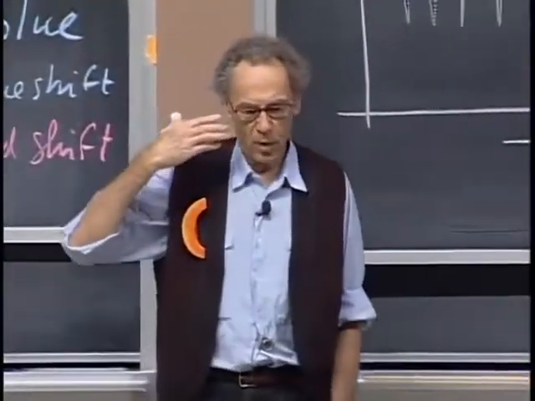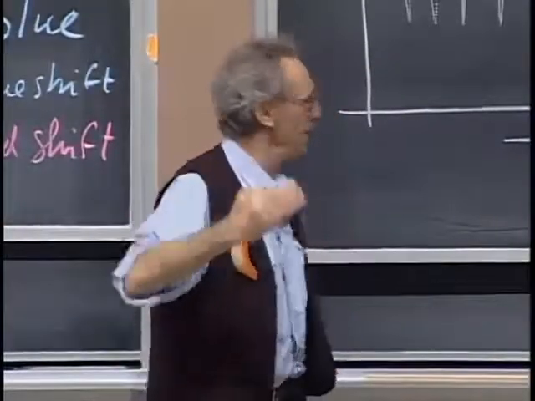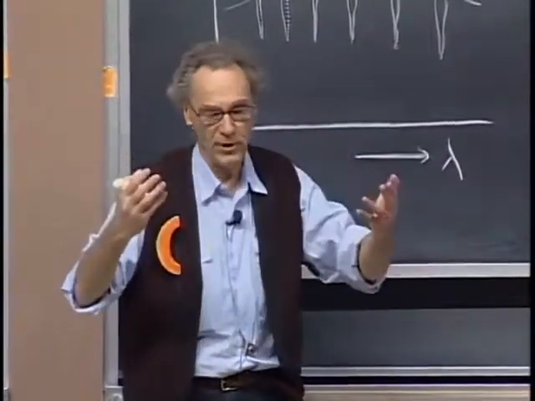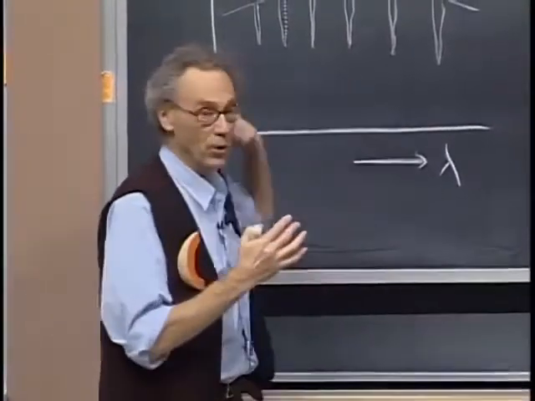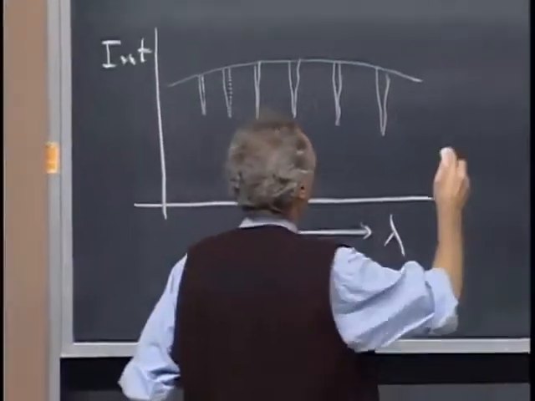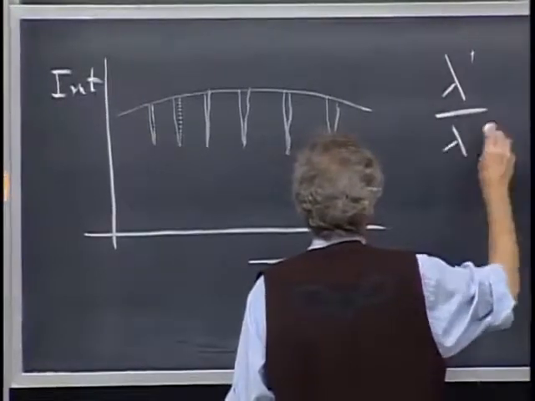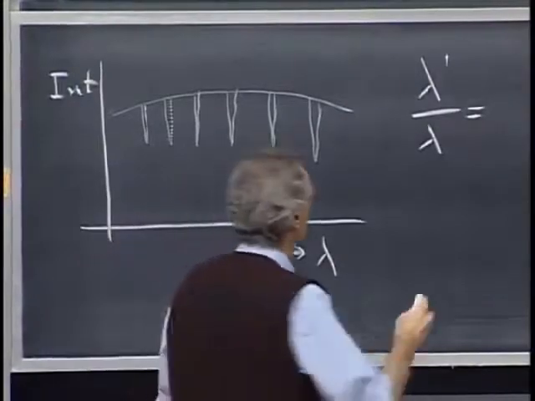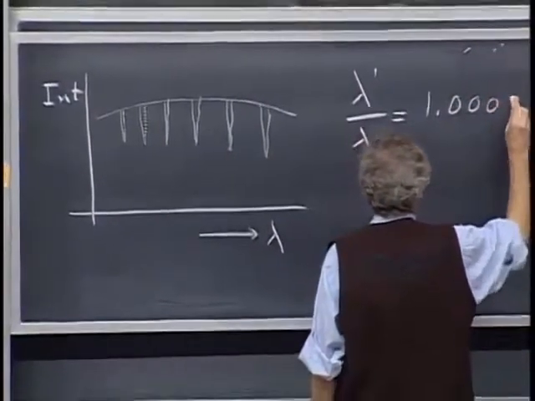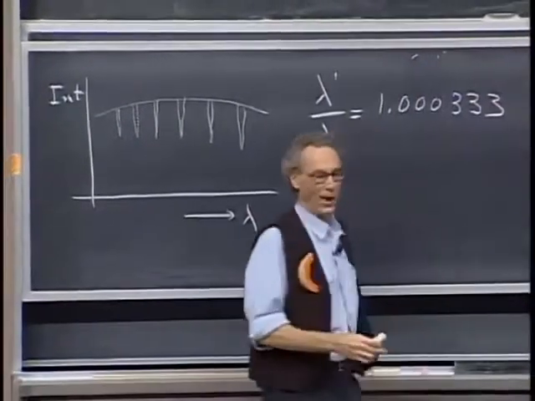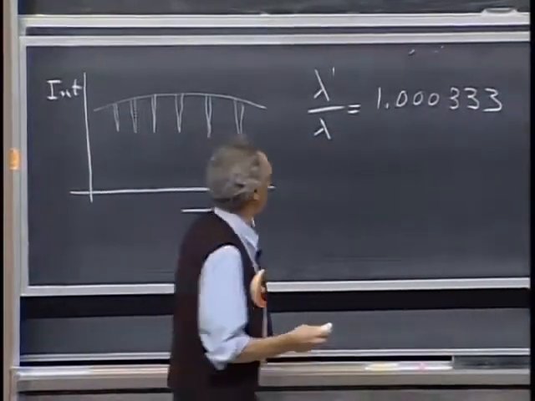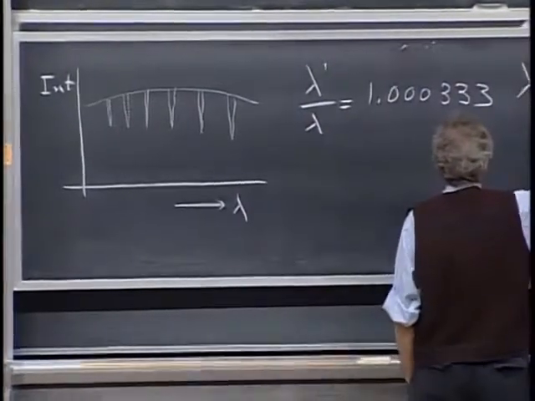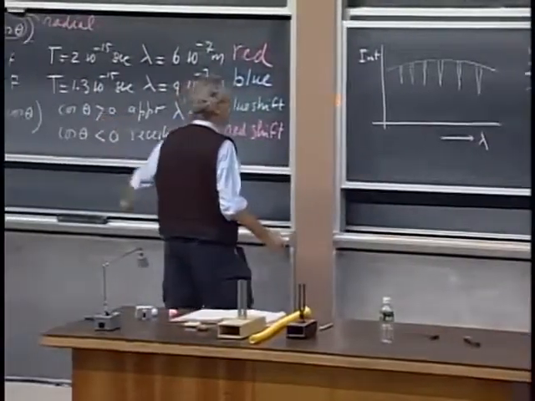If a star moves to you, then every single line will be blue shifted, and if the star moves away from you, all the lines will be red shifted. Take an example: if lambda prime divided by lambda, for any one of those lines, it doesn't matter which you pick, because they will all do exactly the same, is, for instance, 1.00333, I just pick a very nice number, that means lambda prime is larger than lambda. The wavelengths get longer, so we have a redshift.